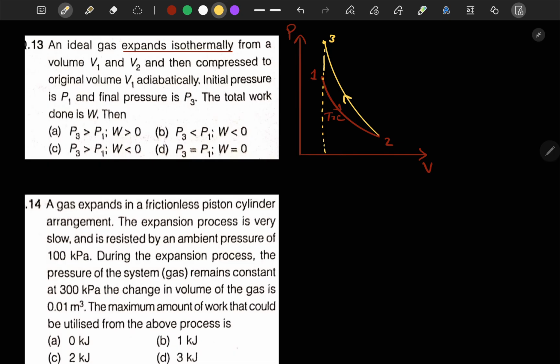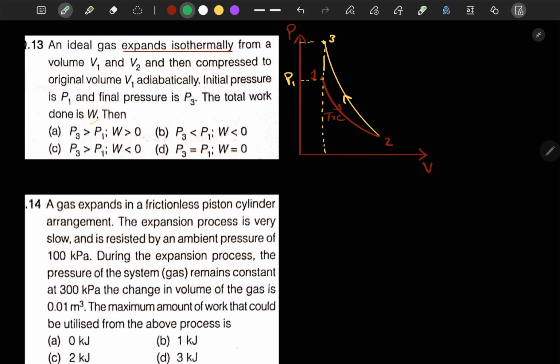Okay, next it is mentioned that the initial pressure is P1, and the final pressure is P3. Okay, and the total work done is W. So we have to tell the relation between P1 and P3, and whether the amount of work will be positive or negative. Okay, so let's see it here.